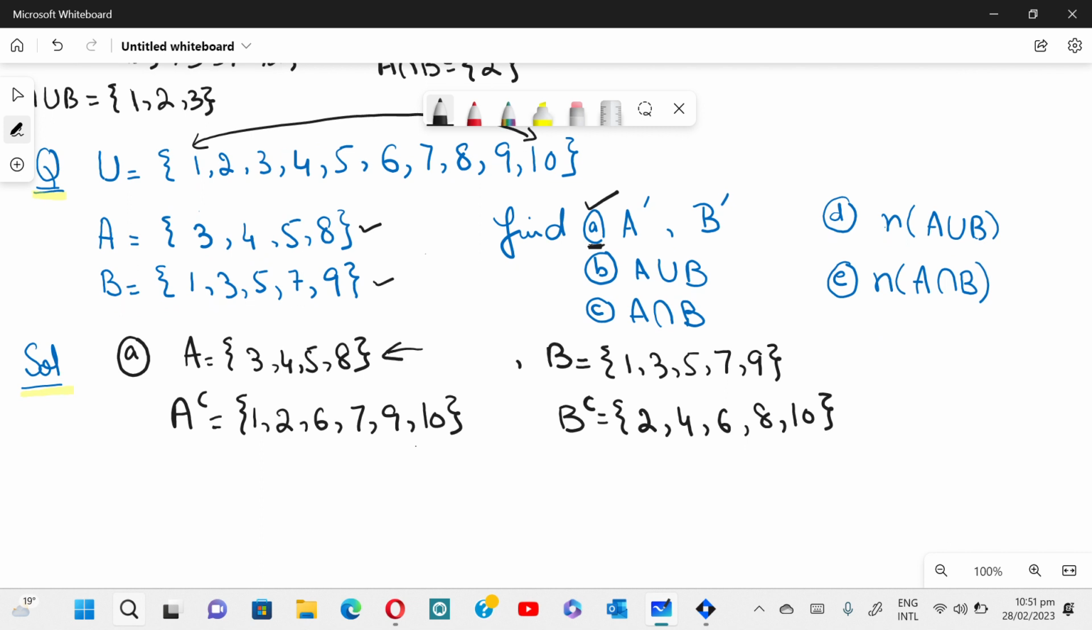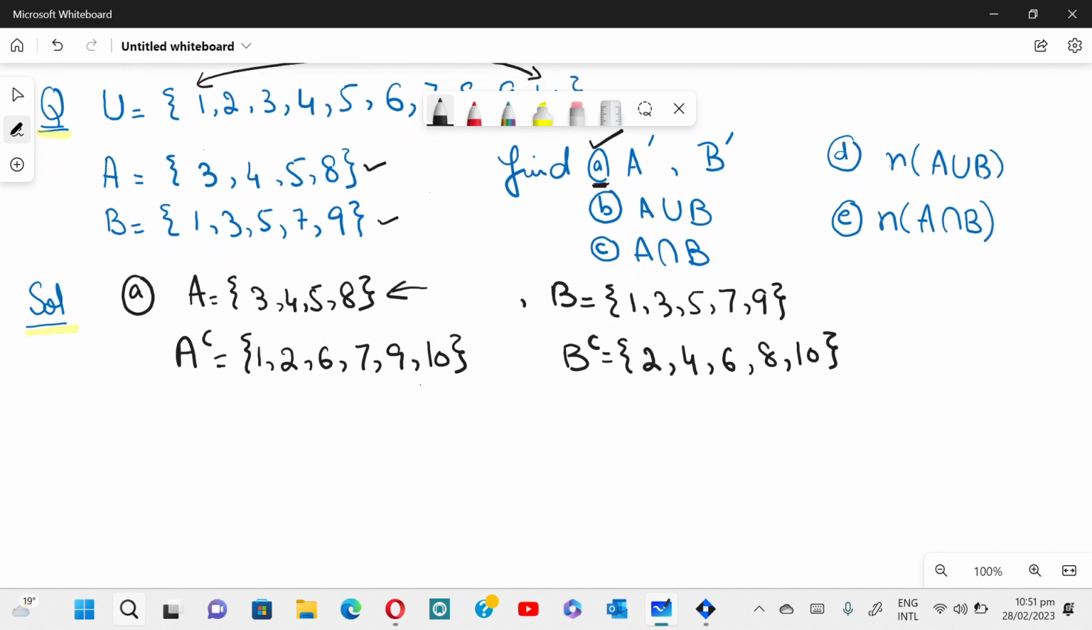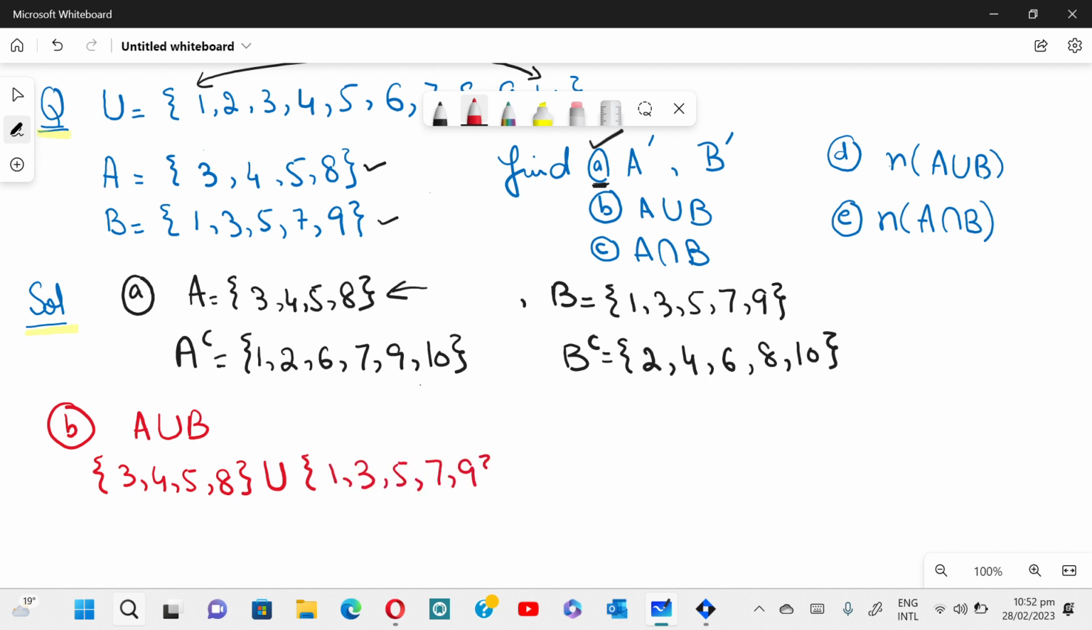Now let's talk about part B. In part B, I have to take union of A and B. So it's A union B. It's very simple. First of all, I'm going to write my values of A, which is 3, 4, 5 and 8. Then I'm going to put my union sign, and then my values for B, which is 1, 3, 5, 7 and 9. Now union means I have to write all of the numbers, not the repeating term.